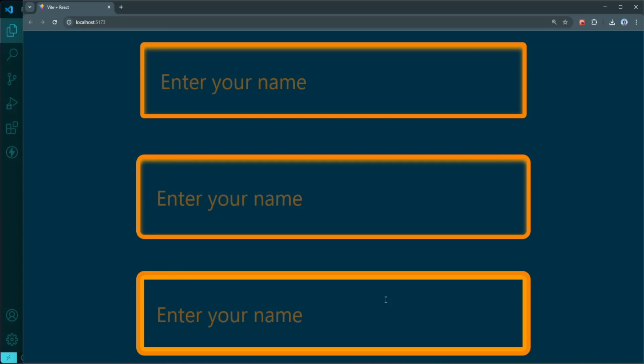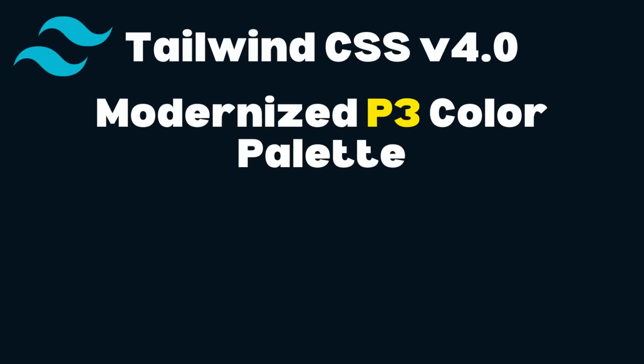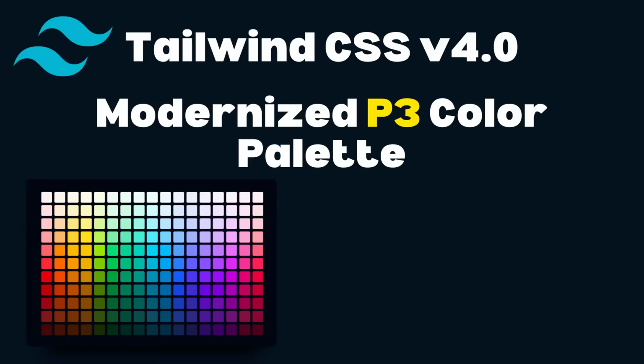to style your components. Now let's talk about one of the impactful updates in Tailwind CSS 4, the modernized P3 color palette. This update represents a significant improvement in how colors are handled in Tailwind, making them more vibrant and accurate than ever before. The modernized P3 color palette in Tailwind CSS 4 is a transformative update that brings more vibrancy and richness to web design.